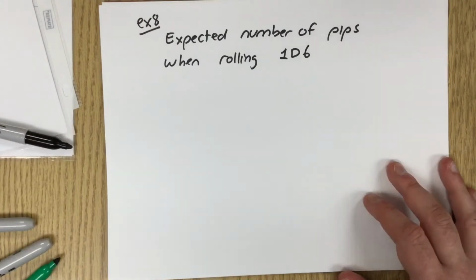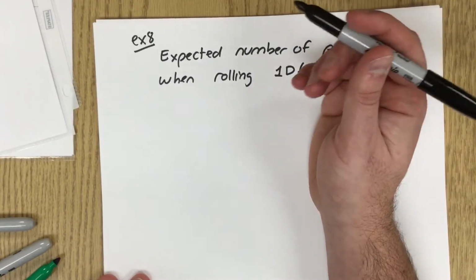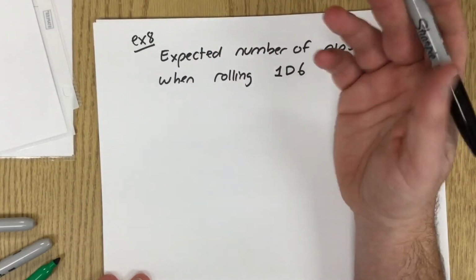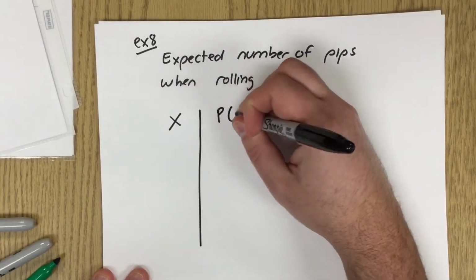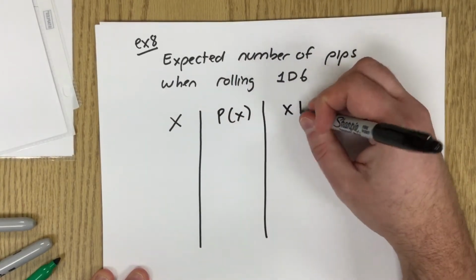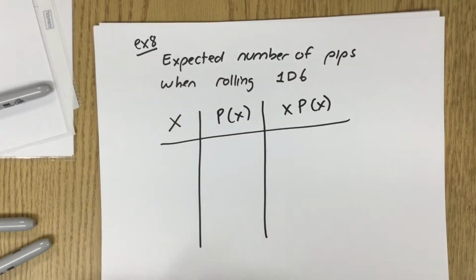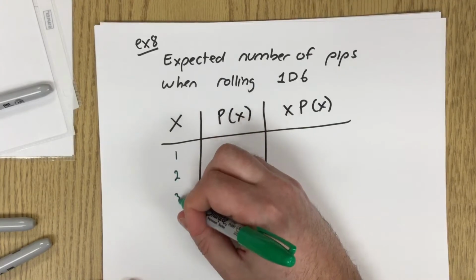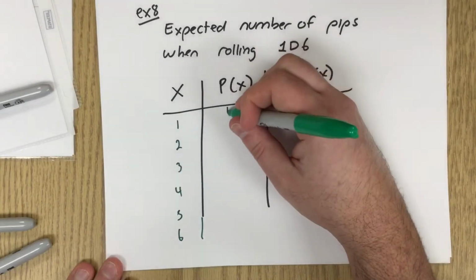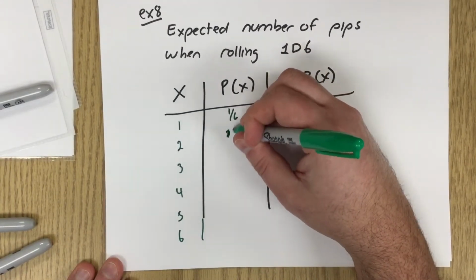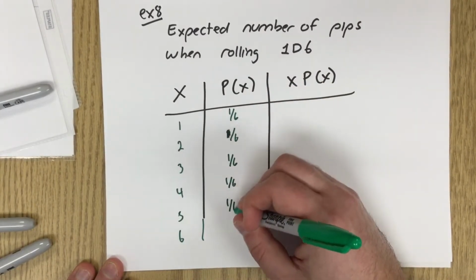Expect the number of pips when rolling 1d6. That's kind of another way of saying, what do you expect to get when you roll? What value do you expect to get when you roll a 6-sided die once? So x, P(x), xP(x). And we know that x could be 1 or 2 or 3 or 4 or 5 or 6. And this is a uniform probability, so it's 1 out of 6. There's a 1 out of 6 probability of each of these happening.